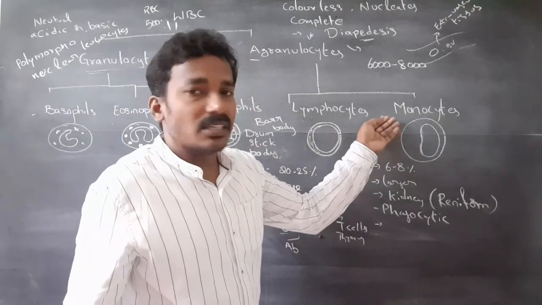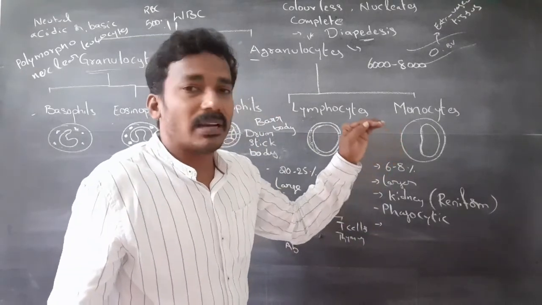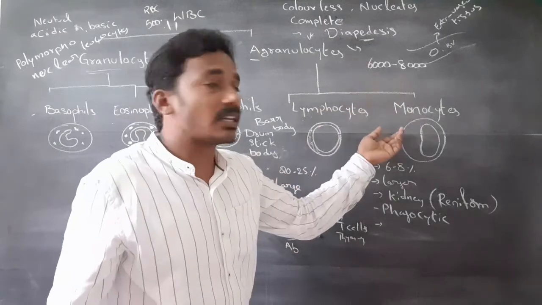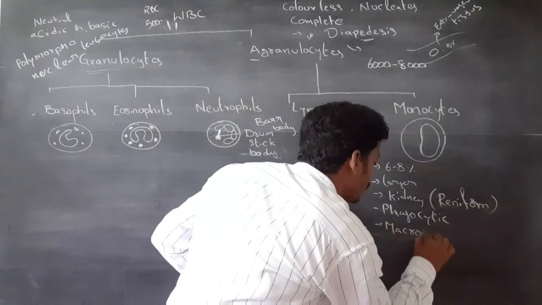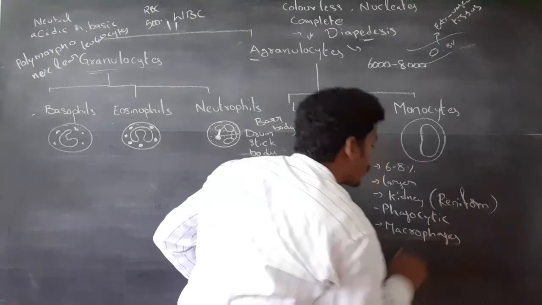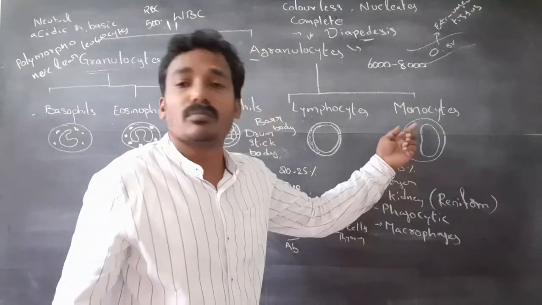In blood, these are called monocytes. They migrate from the blood into tissues. There they are called macrophages. Macrophages are derived from monocytes.